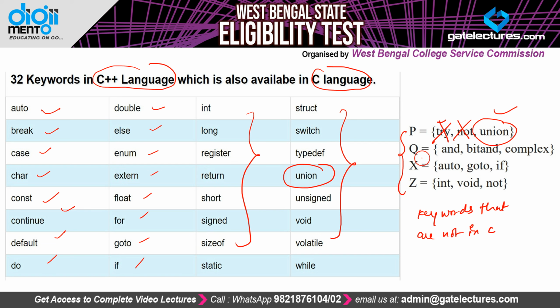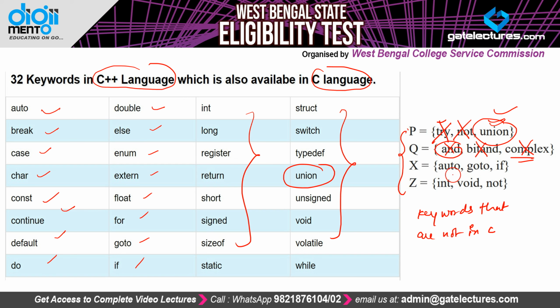Next, in the case of Q, the and keyword, you can see, is not present in the C language. The bitand keyword is also not present in the C language. The complex keyword, you can see, is not present in the C language. So set P and set Q do not contain any keyword which is present in the C language, except union. It is the only keyword which is present in the C language.